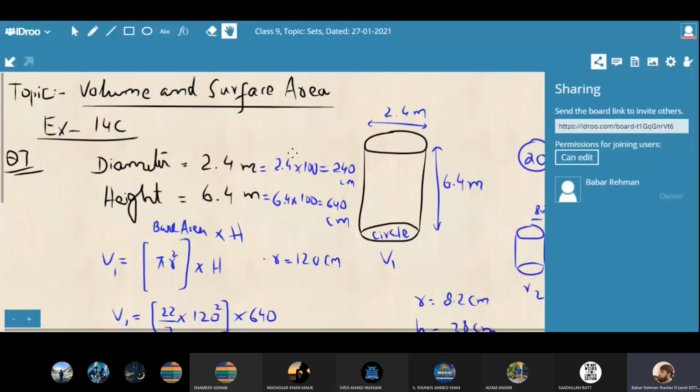Assalamu alaikum students. As you can see, we have started our topic volume and surface area, and this is exercise 14C from book 3, 7th edition.